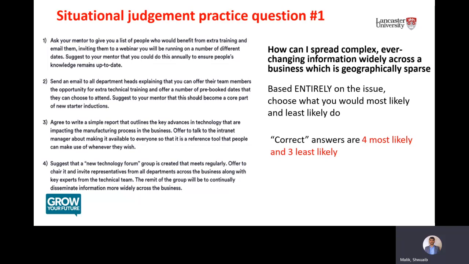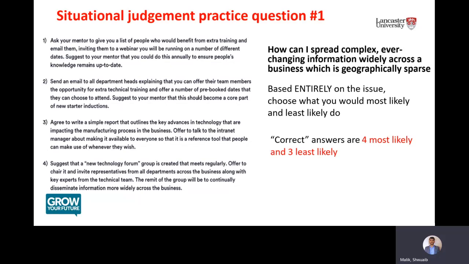So agreeing to write a report is perhaps not the best way to go about spreading information that you want people to engage with, and also updating a report can be quite difficult, and then having to distribute the report out again to all your colleagues. And then offer to talk to the intranet manager about making it available to everyone, so that it is a reference tool that people can make use of whenever they wish.